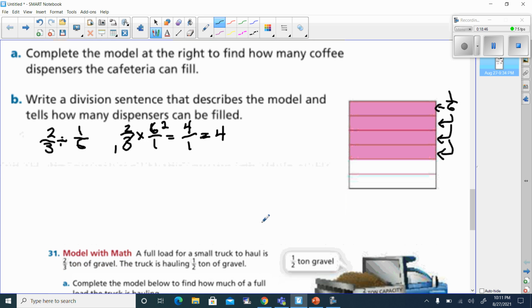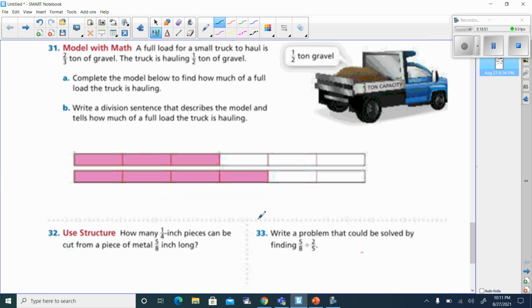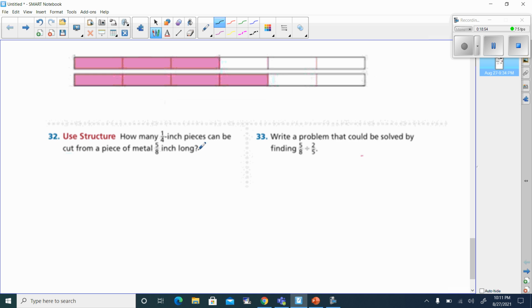All right, let's see. We're off to number, I did 30, so 31 is yours to do. I got 32. How many 1/4-inch pieces can be cut from a piece of metal 5/8 inch long? Once again, don't confuse the first fraction coming first in the problem and putting it in the front of our equation, because remember, this says how many 1/4 pieces can be cut from a piece of metal 5/8 inches long.